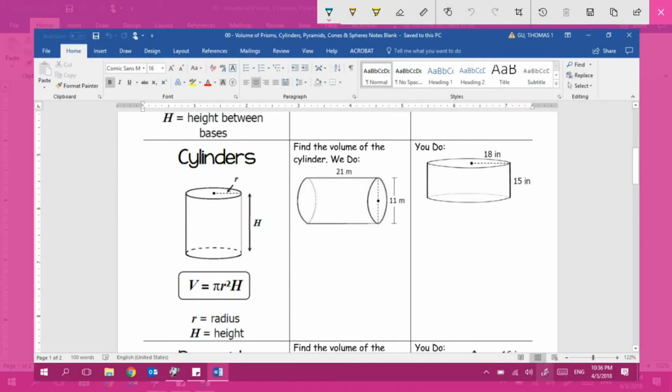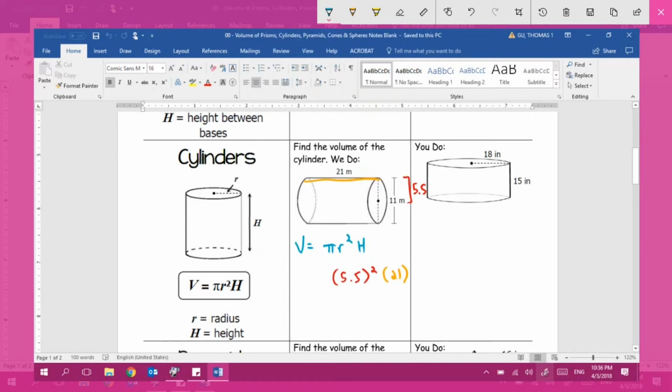Next up, cylinders. The volume of a cylinder. Let's take a look at the formula. It's pi r squared times the height. So let's just go ahead and do an example. Volume equals pi r squared times the height. What's r right here? We can see the total diameter is 11. Remember the radius, which is r, is half of that. So that'd be 5.5. So my r is going to be 5.5. Don't forget the squared. What's my height? You can see that right here. It's the 21.